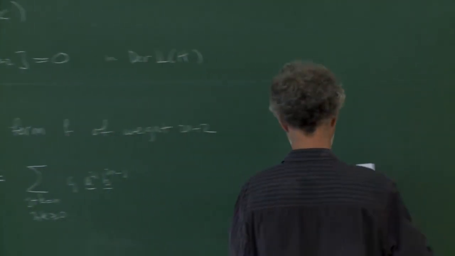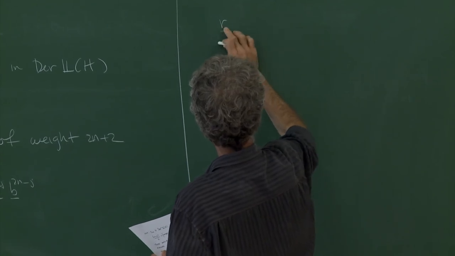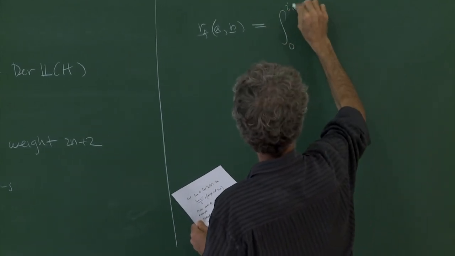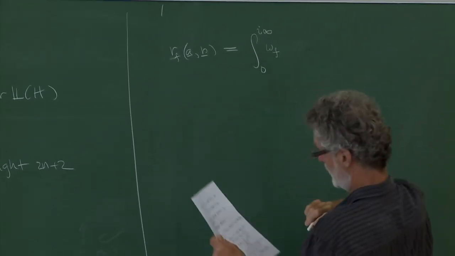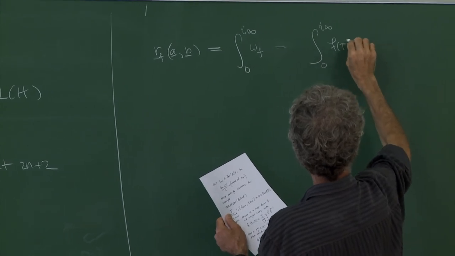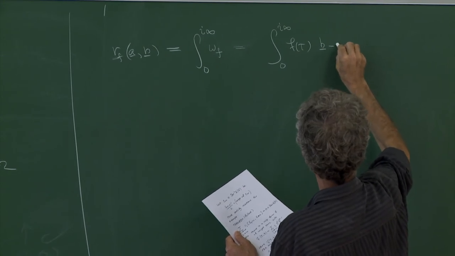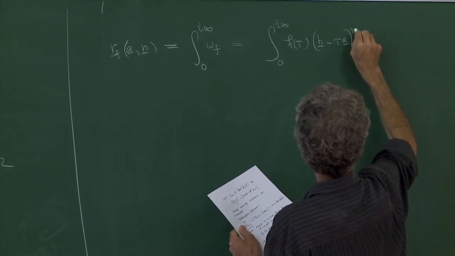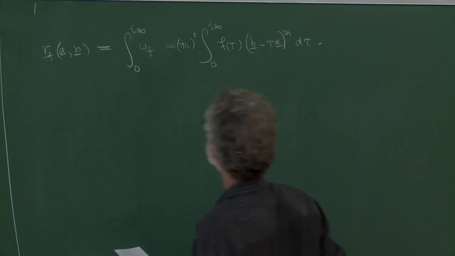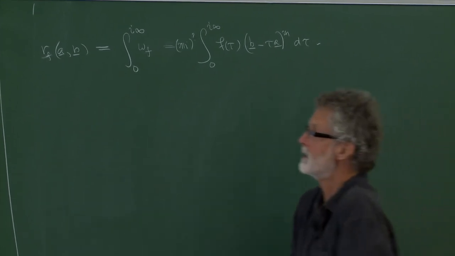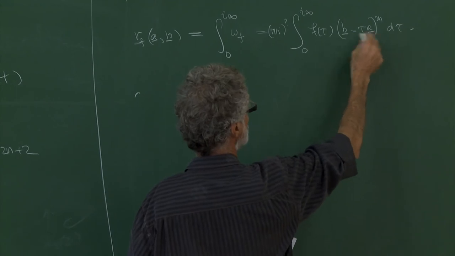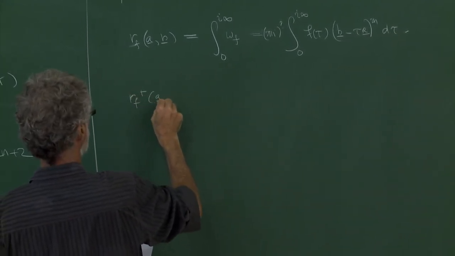So what's the modular symbol? r_f of (a, b) is equal to the integral from 0 to i infinity, so the integral up the imaginary axis, of omega_f. If I write that out, that's equal to the integral from 0 to i infinity of f of tau, I'm actually leaving out a factor of 2 pi i, (b minus tau a) to the 2n d tau. Depending on how I normalize, there'll be a power of 2 pi i here, but it doesn't matter because a multiple of a relation is a relation. And r_f^+, so this is a polynomial in a and b, it's an element.